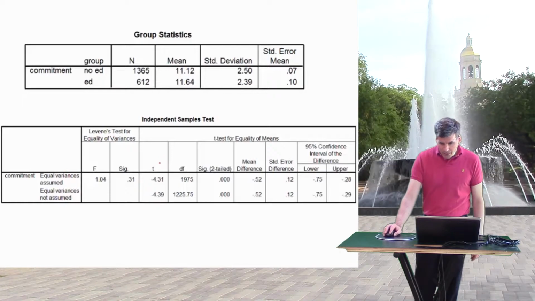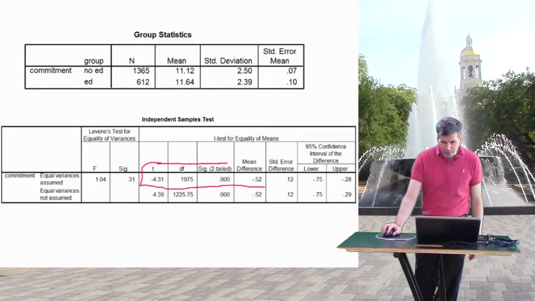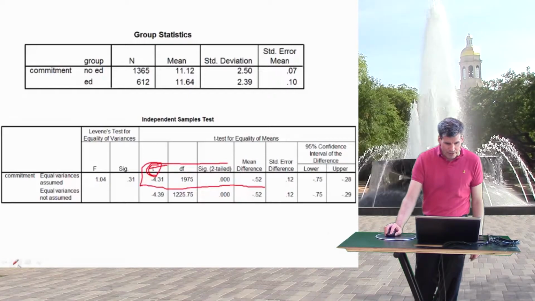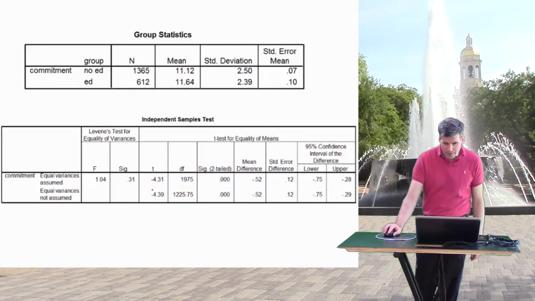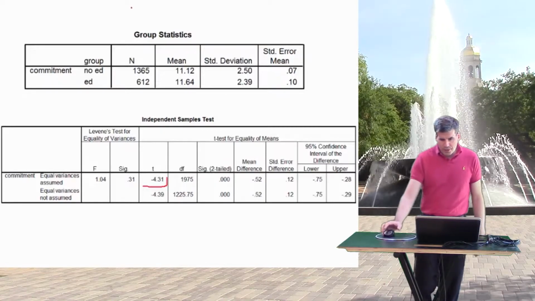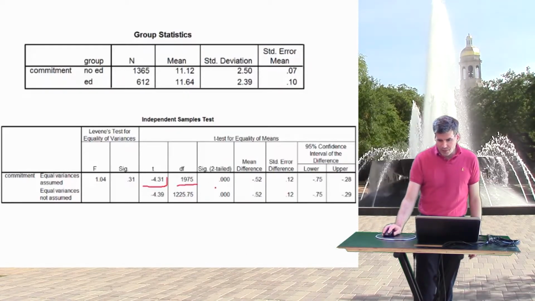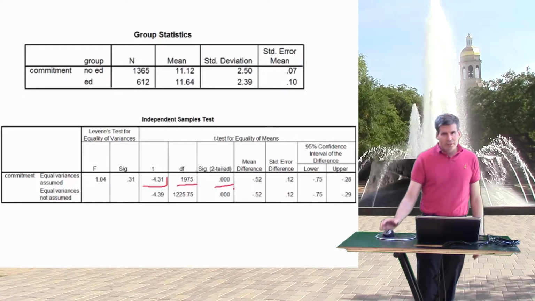Okay, now let's look at the part of our output here that's the significance test to see if we have a difference between means. So we have a t-value here, this is where it says t. That is the t-value for the actual difference between the two means. So our t is 4.31. Our degrees of freedom, 1,975. And the p-value, or significance, it says 0.000.